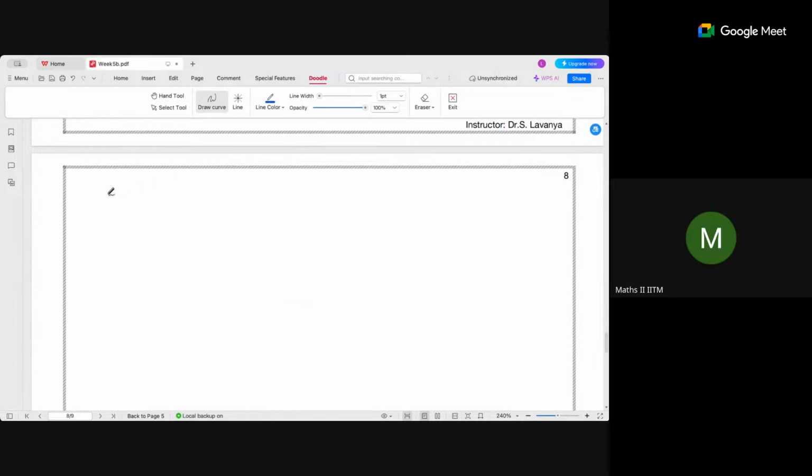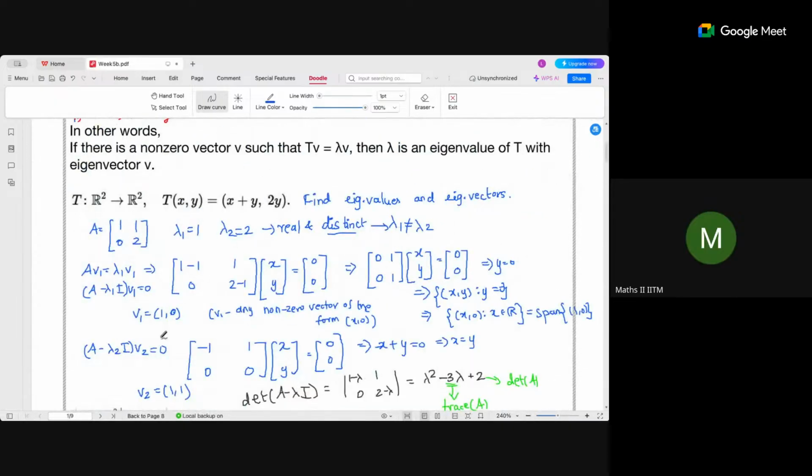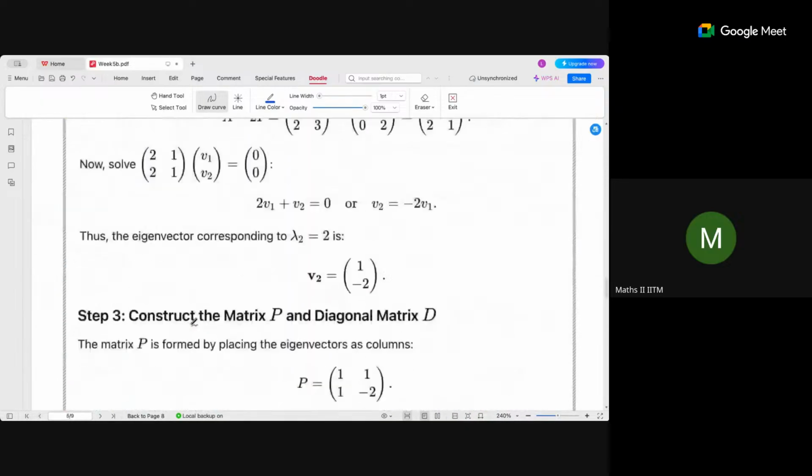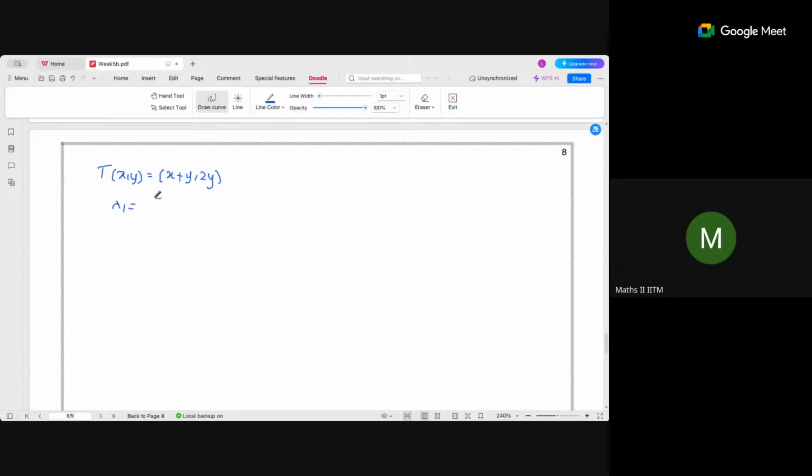So the problem which we did today, T of x comma y is x plus y comma 2y. What are the eigenvalues we have seen? 1 and 2, and the eigenvectors are 1 0 and 1 1. So let us take this one. Lambda 1 is 1, lambda 2 is 2, and v1 is 1 0, v2 is 1 1. Is this correct? Yes, ma'am.